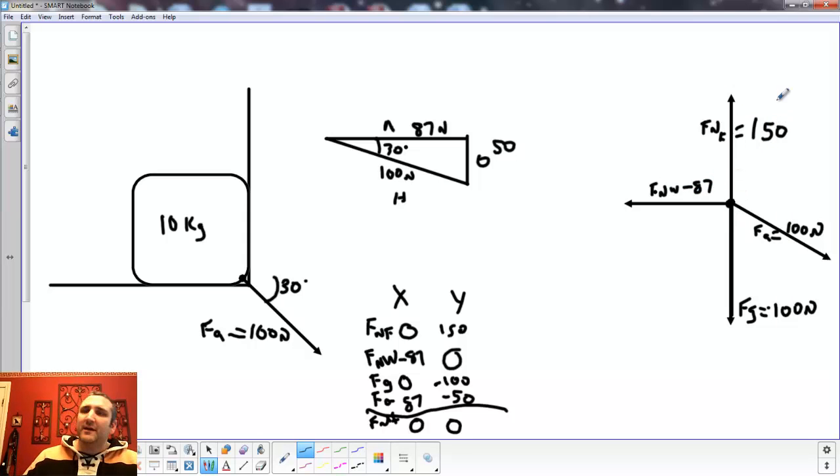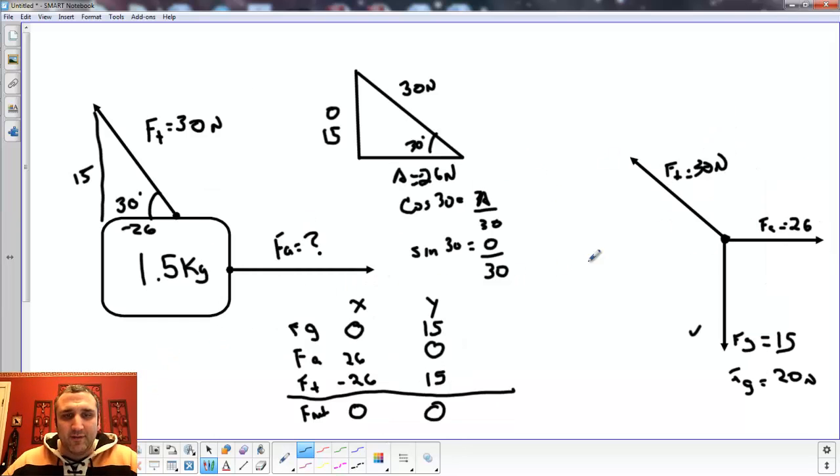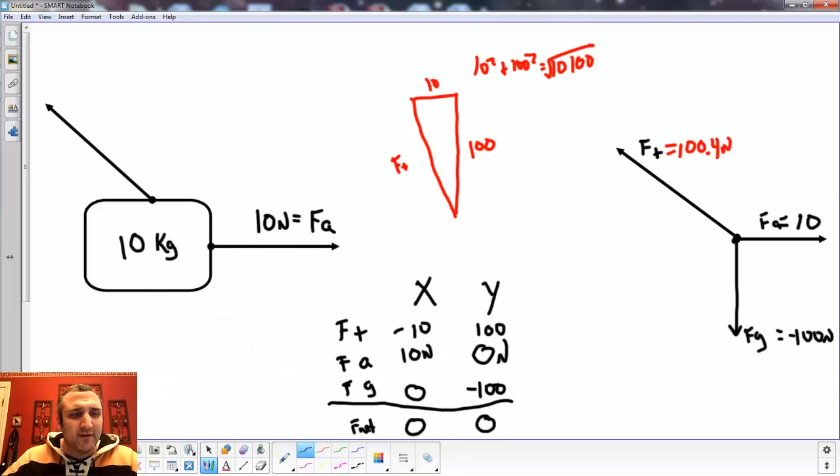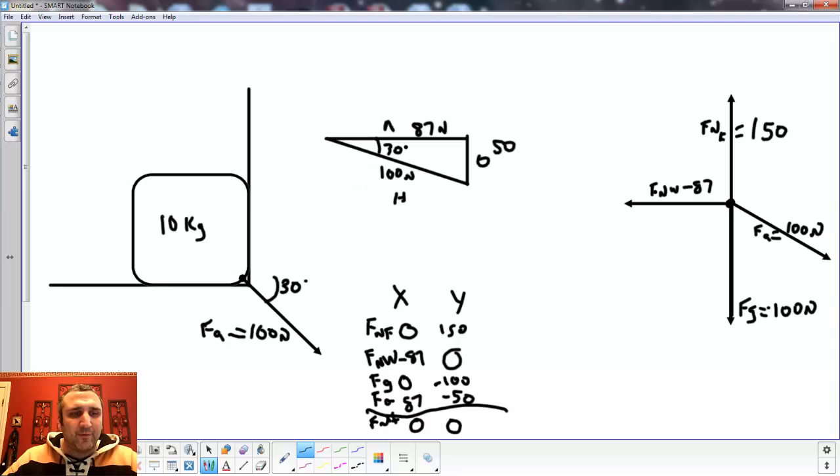So that's your full free body diagram. You're going to have 150 going up, 87 to the left, 100 from gravity, and 100 from that applied force. You never really put the vertical and horizontal components into the free body diagram. All you want is that resultant force, or those resultant forces. And I'm just realizing on these, I probably didn't do as good of a job. Oh no, I guess I did. I was thinking I didn't remember putting negatives into these, but I did.